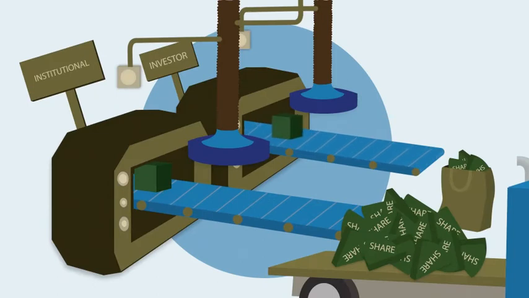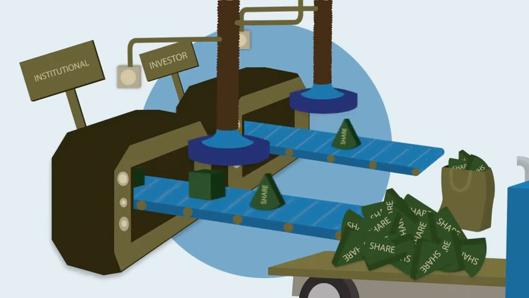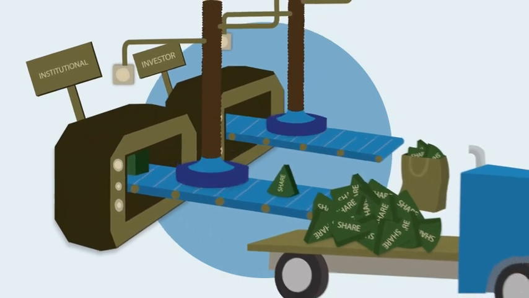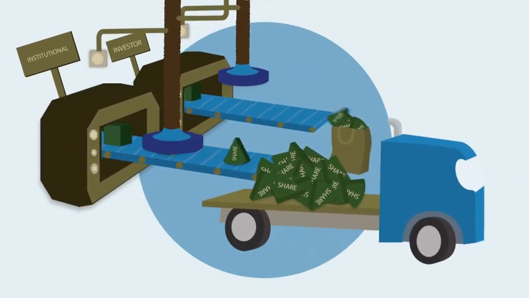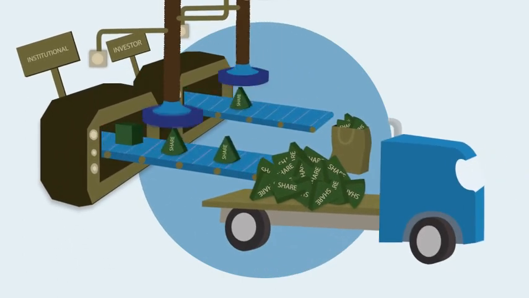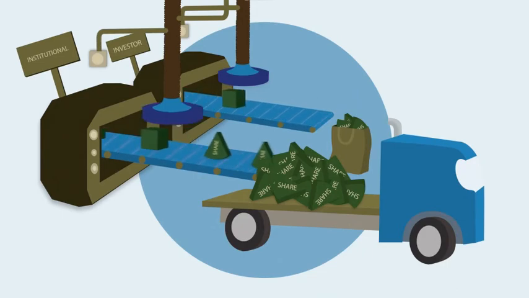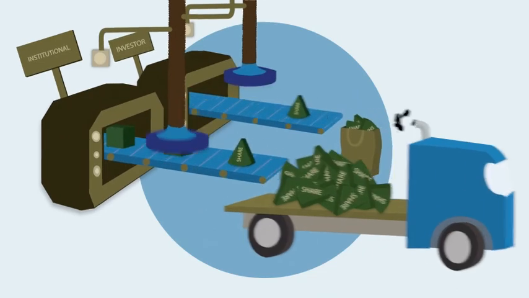This is easier to understand if we think back to the widget manufacturer. A large retail chain buying large volumes of widgets would expect to pay less per widget than an individual customer who buys only one or two. This is similar to the way share classes work.